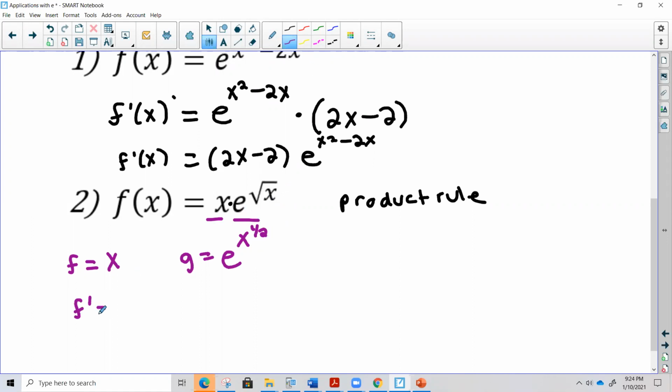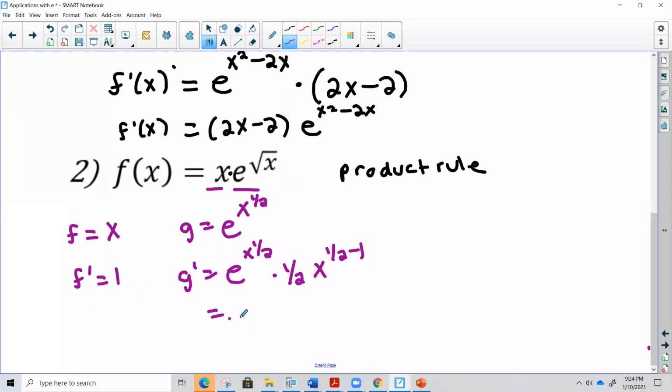So the derivative of x is 1, and then I'm going to take the derivative of this e to the x to the 1/2. So it's itself. The exponent stays the same, and then I'm going to multiply by the derivative of this exponent. So x to the 1/2. I bring the 1/2 down, I leave the x, and then I subtract 1 from the exponent. Okay, and you don't have to write out the minus 1, but I'm going to just to make sure. So I have e to the x to the 1/2 times 1/2, and then 1/2 minus 1 is negative 1/2.